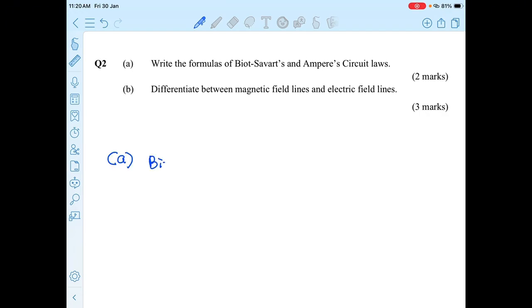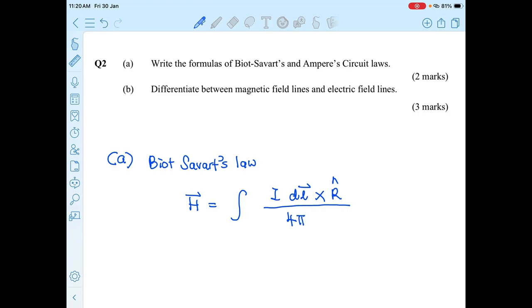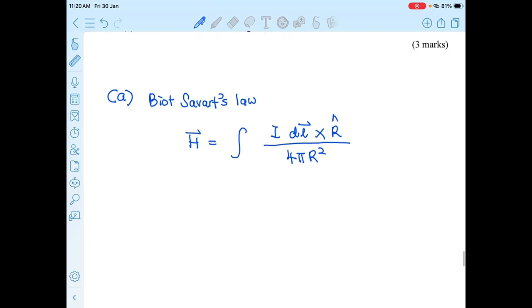Okay, so for Biot-Savart's law, it says that the magnetic field at a position P is proportional to the magnitude of the current and also the length, and also the angle that the length makes with the distance r. So this is the cross product between dl and r, and it is inversely proportional to r squared. So this is the Biot-Savart's law in integral form.